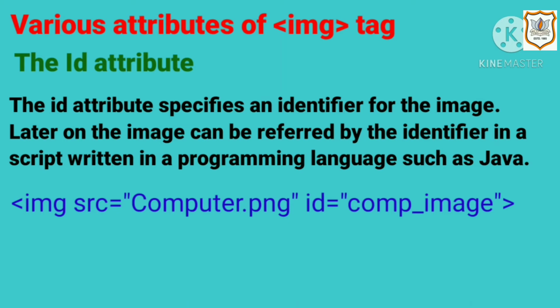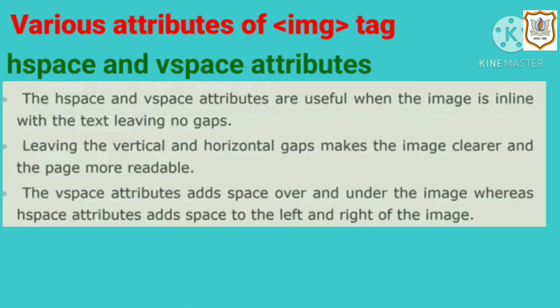Example: img src equal to computer.png, id equal to comp_image. Next attribute is hspace and vspace attributes.